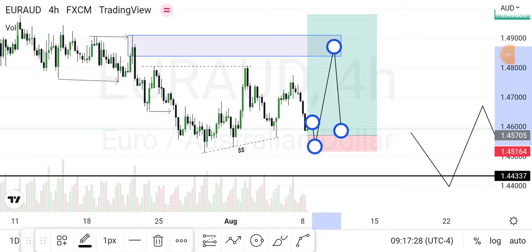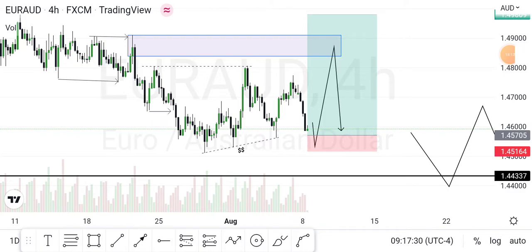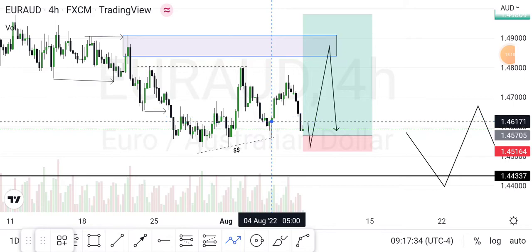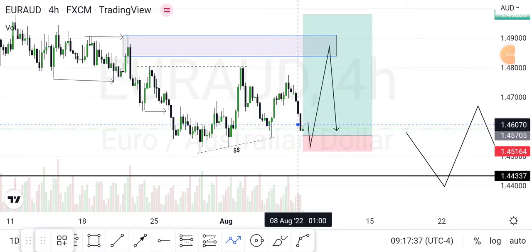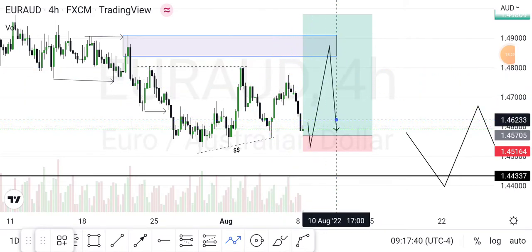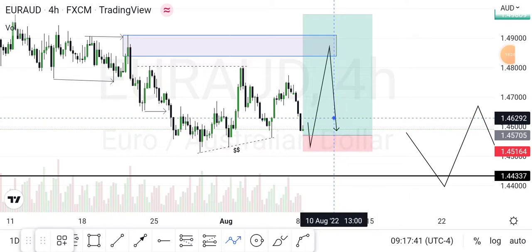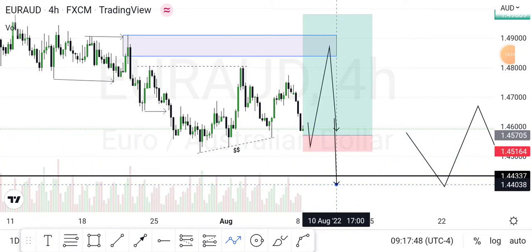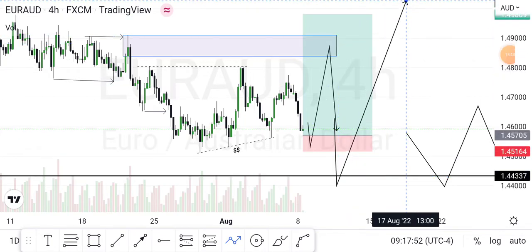Unfortunately, what price does is that, unknown to them, they are being induced. And it's not their fault. What they saw was this break of structure here, and they think that's what price is going to do. But it's just inducement created by the market makers, and that's when price will come, grab all of this liquidity, grab their stop losses, and mitigate this main order block before riding to the upside.